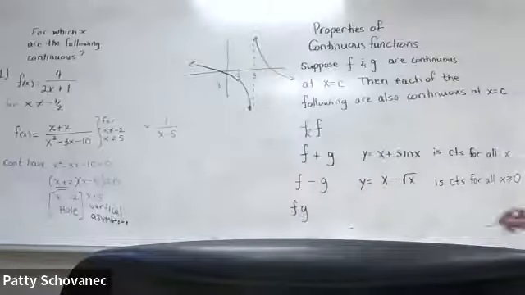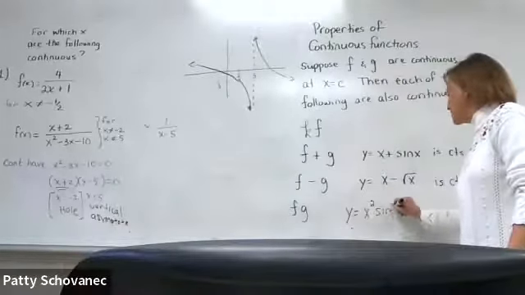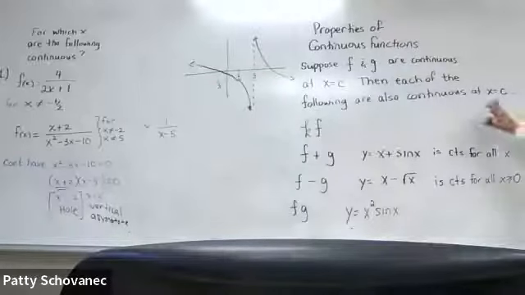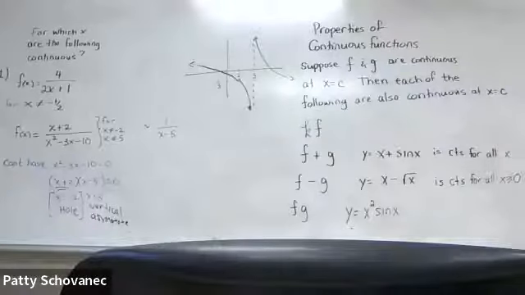F times g. If I take y is equal to x squared times the sine of x, that's going to be continuous everywhere because x squared is continuous everywhere. Sine of x is continuous everywhere. Now that's not necessarily true about the ratio of continuous functions, but if they're both continuous at this point and the denominator is not 0 at that point, then you can say f divided by g is continuous at that point, provided that g evaluated at c is not 0.